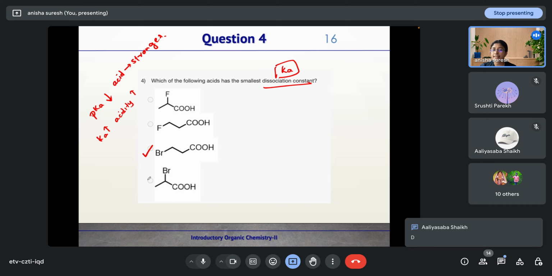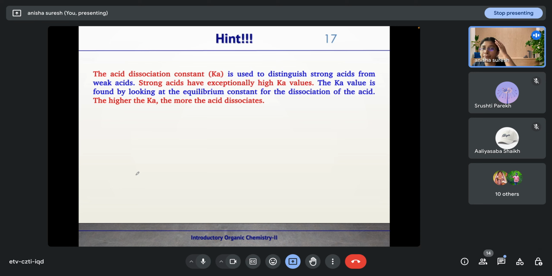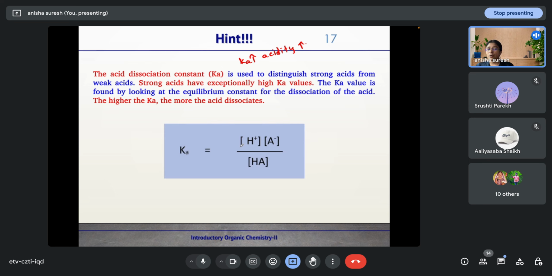C will be the right answer. So we can see the acid dissociation constant is used to distinguish strong acids from weak acids. Strong acids will have exceptionally high Ka values. As I have told, as Ka increases, acidity will increase. The Ka value is found by looking at the equilibrium constant for the dissociation of the acid. The higher the Ka, the more the acid dissociates. So this is how Ka is: Ka equals concentration of H+ times concentration of A- divided by concentration of HA.